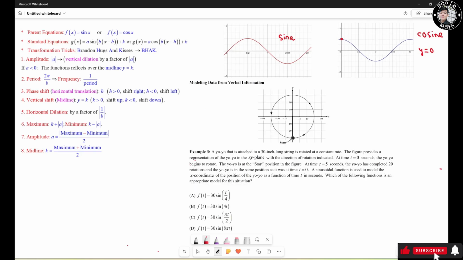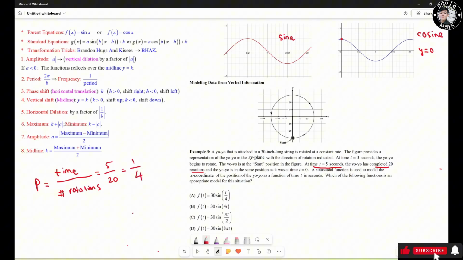Now let's take a look at example number 3, modeling data from the verbal information. Alright, so given the pictures and the word problem right here, at time t equals 5 seconds, the yo-yo has completed 20 rotations, right? So it tells us that the period is, remember, time divided by number of rotations. Now the time is going to be 5 seconds divided by 20.